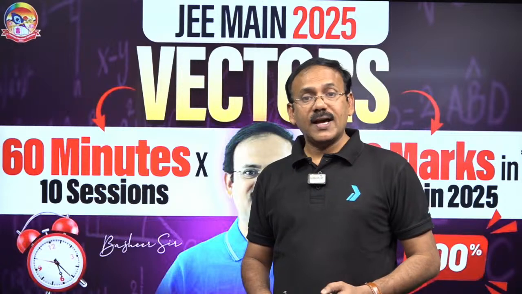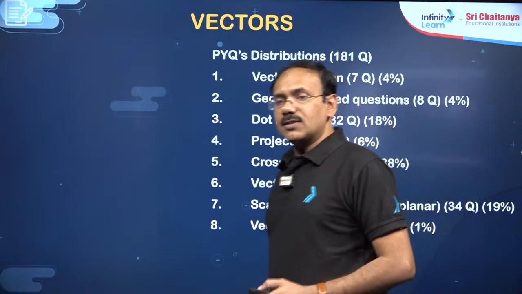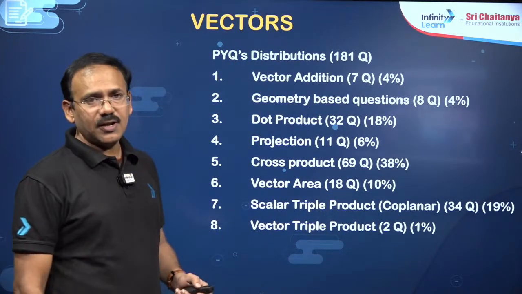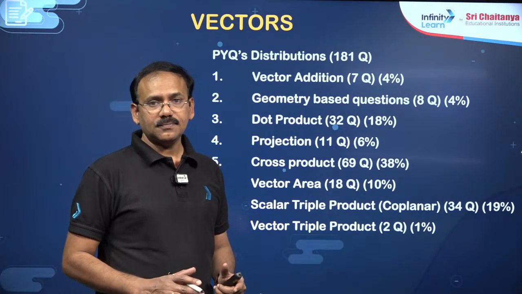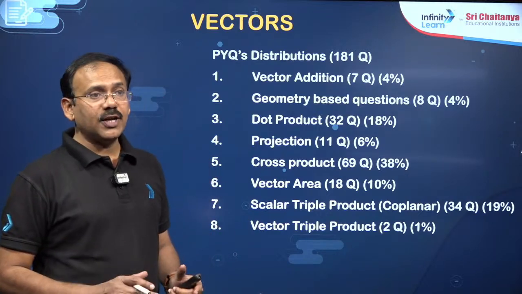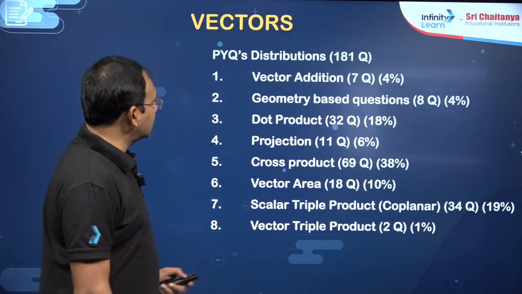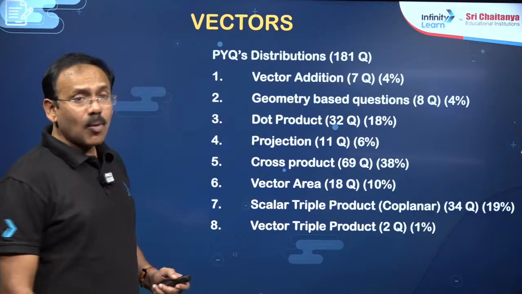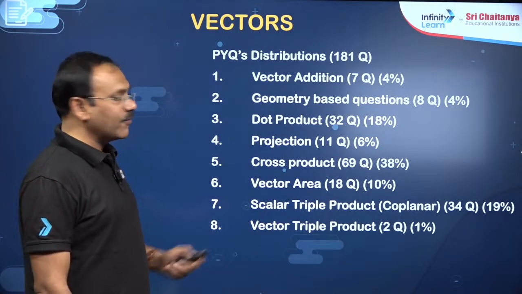Before we go to the problems, let us analyze the previous year questions. Let me give you that chart. In the vectors topic, I have taken these 8 sub areas. There are 181 questions from 2010 to 2024. In these 14 years we got around 181 questions from vectors. Of these, vector addition questions are only 7, whereas geometry based questions in vector addition are 8. So together here 15 questions.